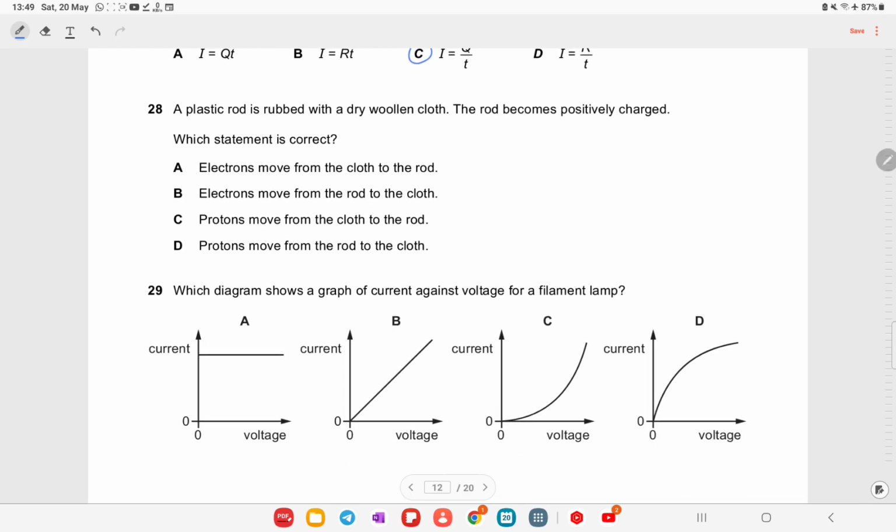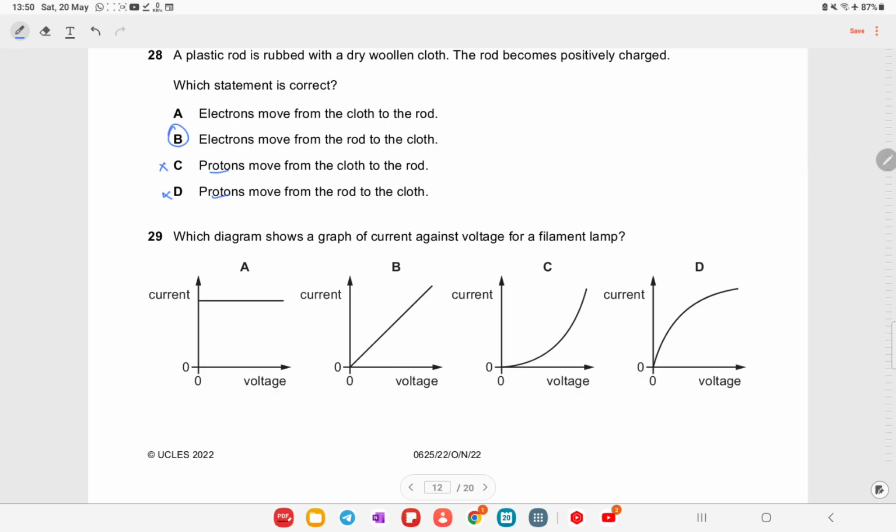A plastic rod is rubbed with a dry woolen cloth. The rod becomes positively charged. Which statement is correct? Electrons move from cloth to rod. No, electrons move from rod to cloth is the right answer, and there's no need to worry about the proton options.